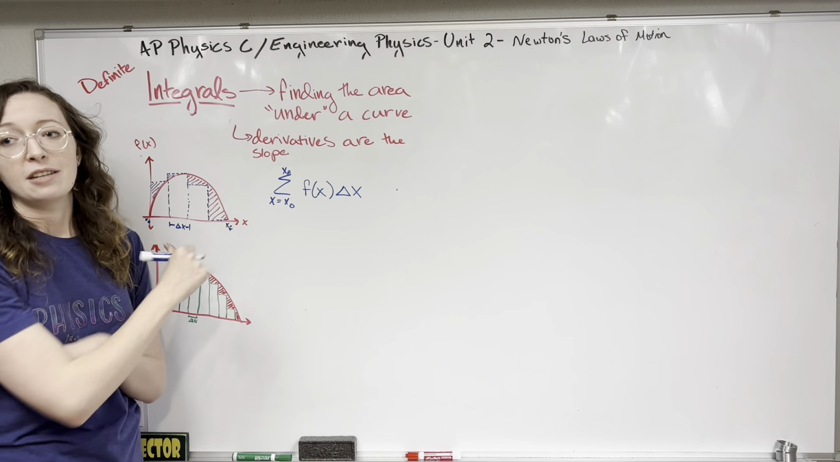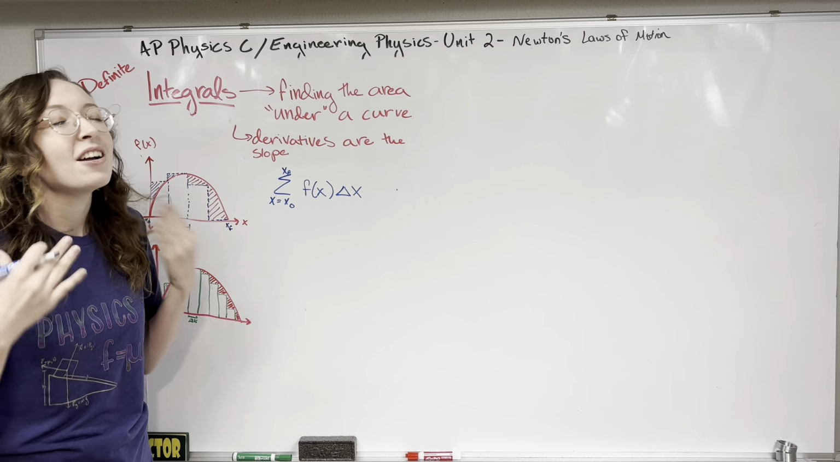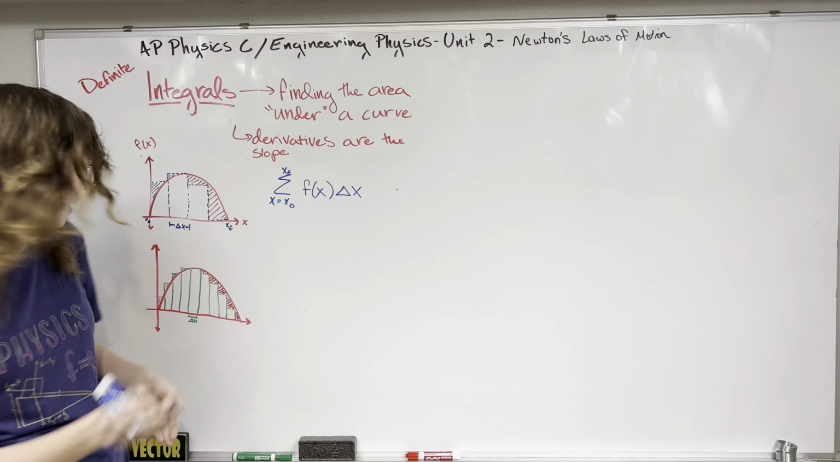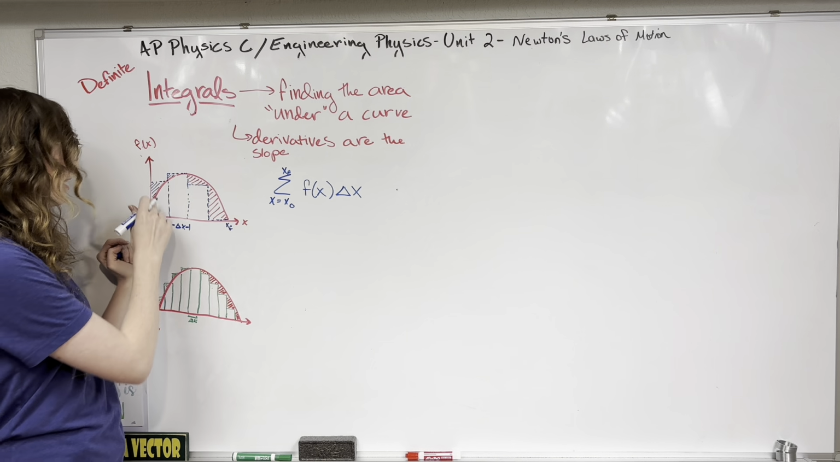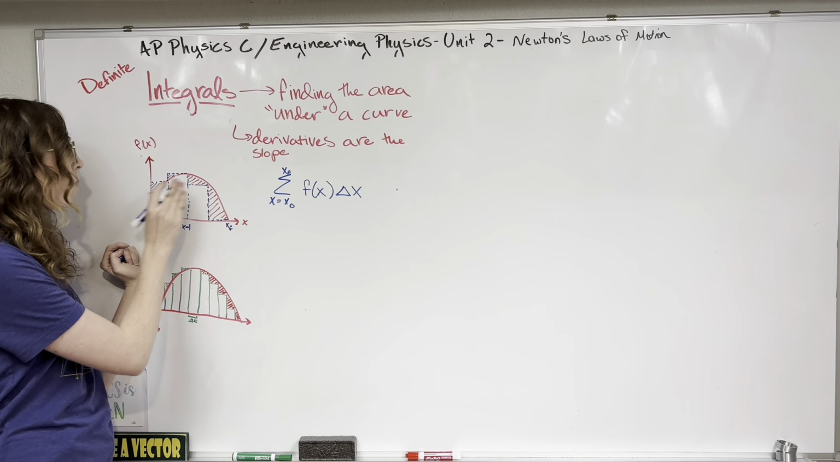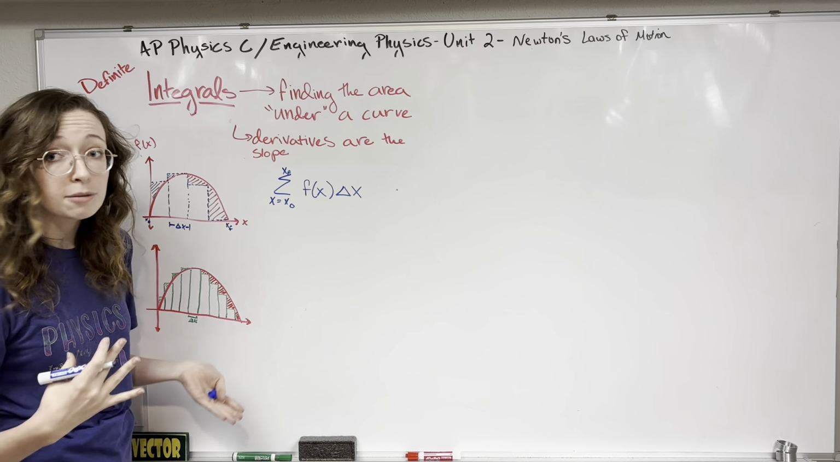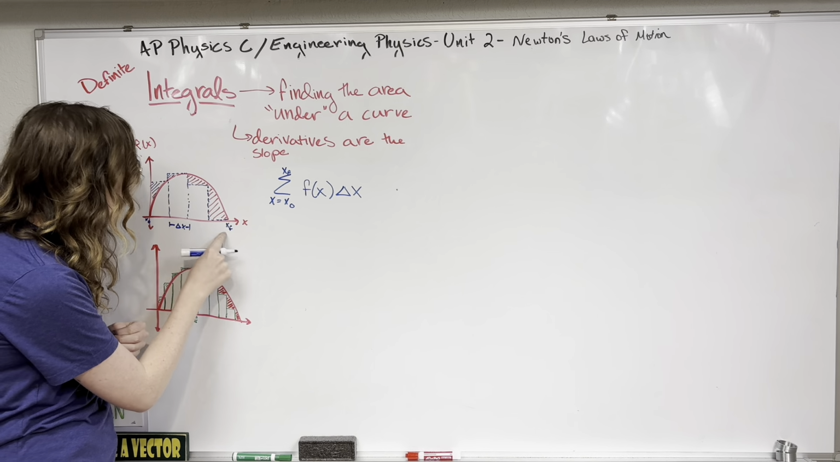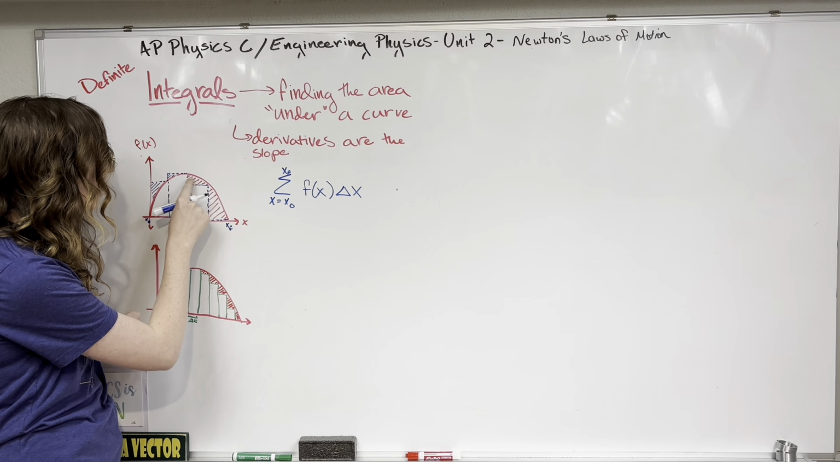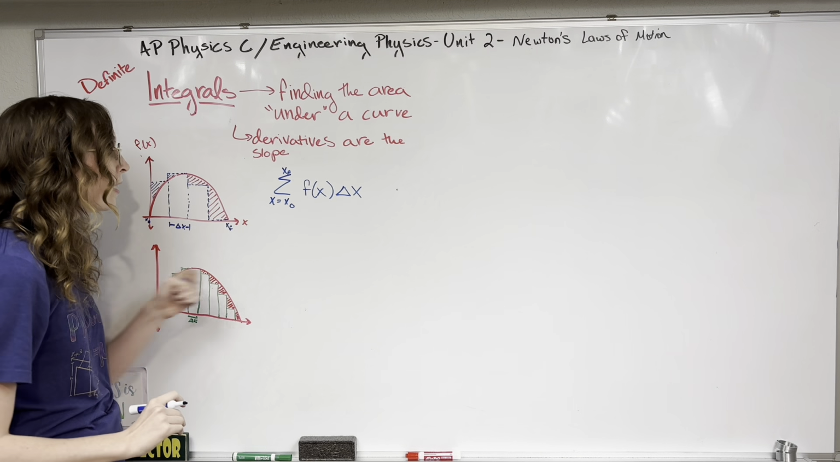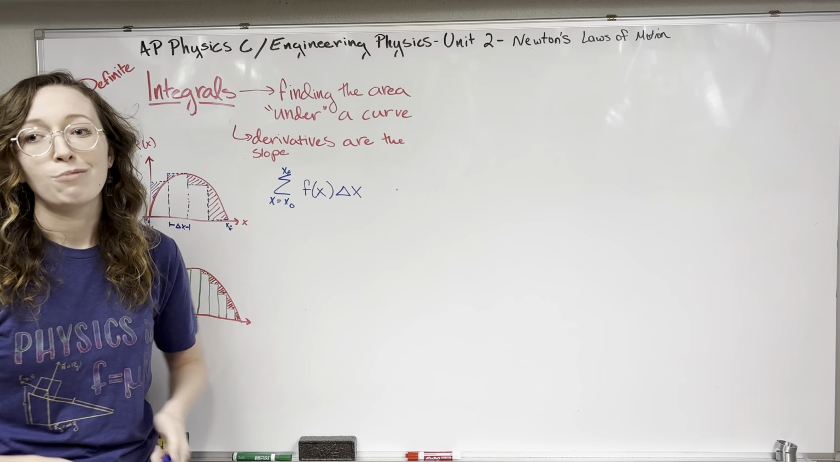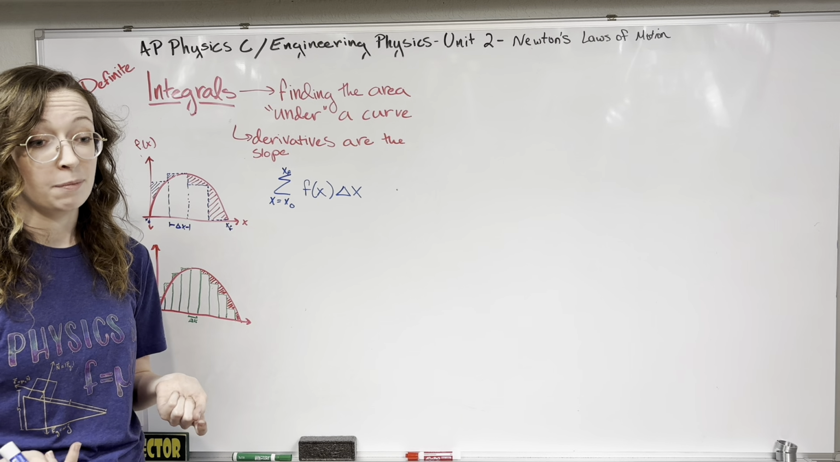The problem with my blue rectangles here is I'm not doing a great job of approximating the area with my 4 rectangles. On my first rectangles here, I'm way overshooting the area and I'm getting a bunch of extra stuff that's not under my graph. And over here in my later rectangles, I'm way undershooting and I'm missing a bunch of my area. So this would be an approximation, but it's not that great of an approximation.